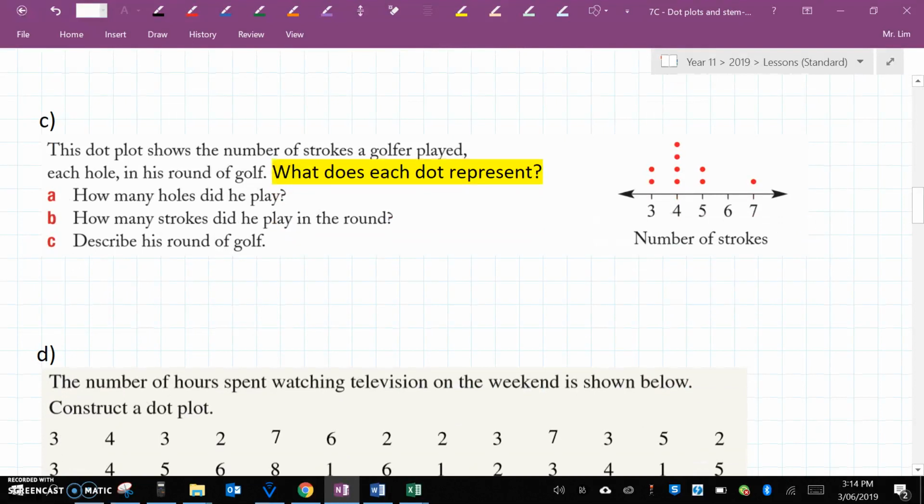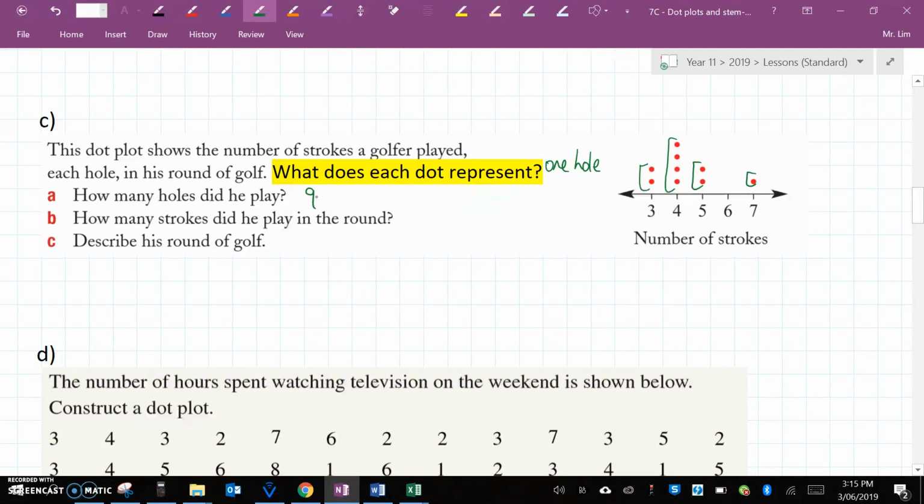This dot plot shows the number of strokes a golfer played each hole in his round of golf. So what does each dot represent? Each dot represents one hole. So, in this hole, the golfer took 4 strokes. In this hole, the golfer took 5 strokes to get the ball in. This hole took 7. How many holes did he play? 2 plus 4 is 6, plus 2 is 8, plus 1 is 9.